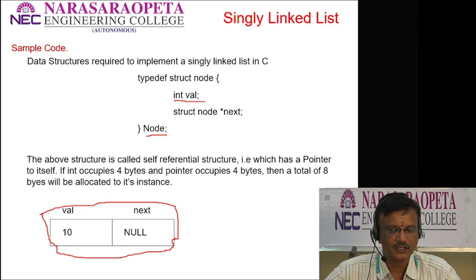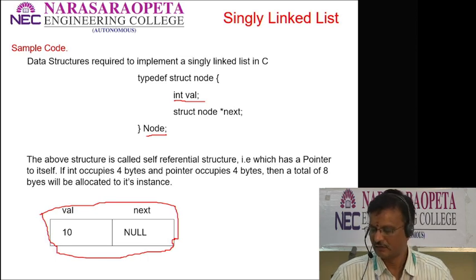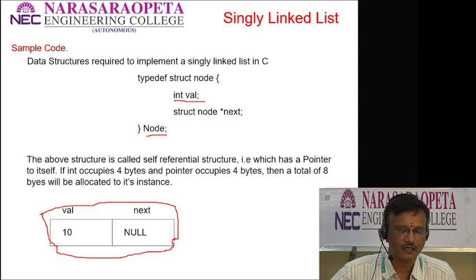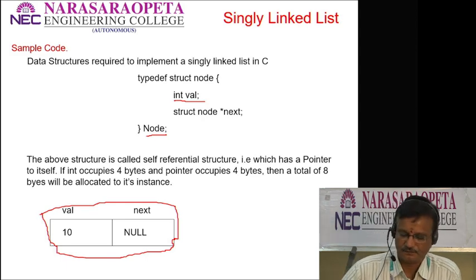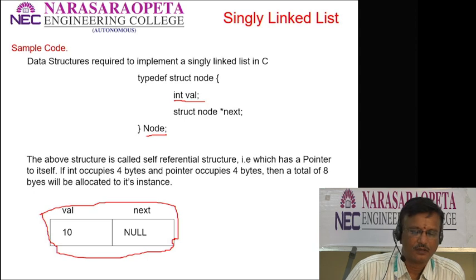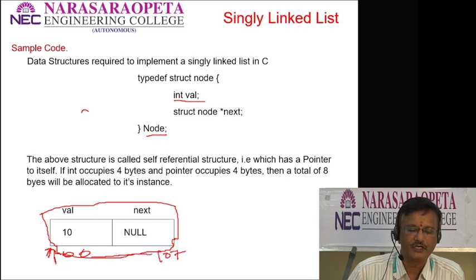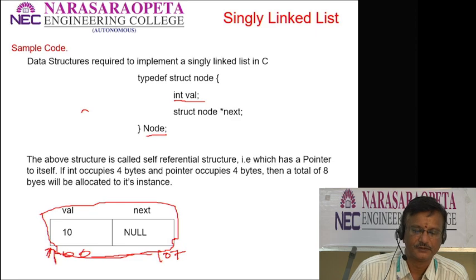Generally, a pointer occupies 4 bytes of memory, and an integer also occupies 4 bytes of memory. So 8 bytes will be added. Assume that your address is 100. From 100 to 107, that is, 8 bytes will be allocated for this node.